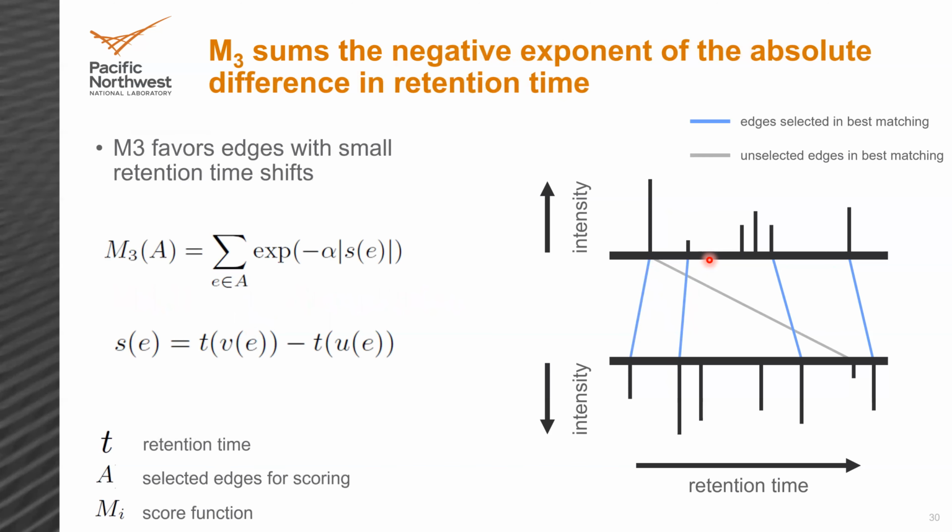M3 looks at the negative exponent of the difference in retention time. So it's going to choose edges that have small retention time shifts between the MS1 features that it is linking, where alpha is a hyperparameter that indicates how problematic a large retention time difference is. As a result, M3 is going to choose this edge, because the two MS1 features that it's linking have a smaller difference in retention time compared to this gray edge here.